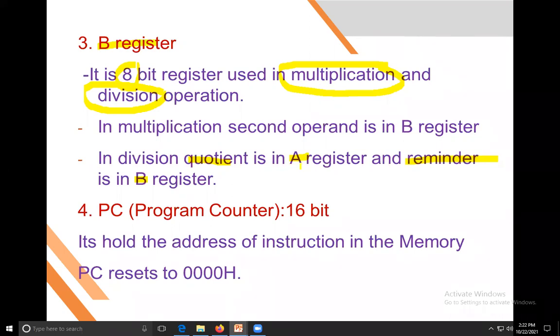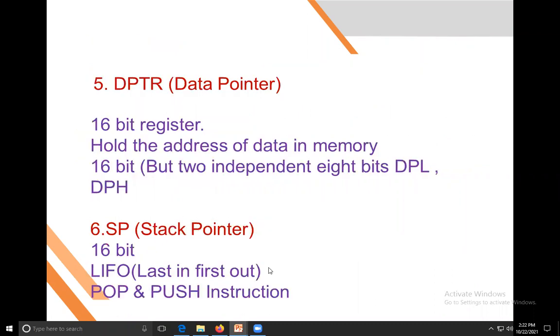Okay, next is the program counter. We discussed the program counter briefly in the 8085. It is 16-bit. It stores the address of the instruction, and the program counter starts from 0000H. You know that. Then DPTR.